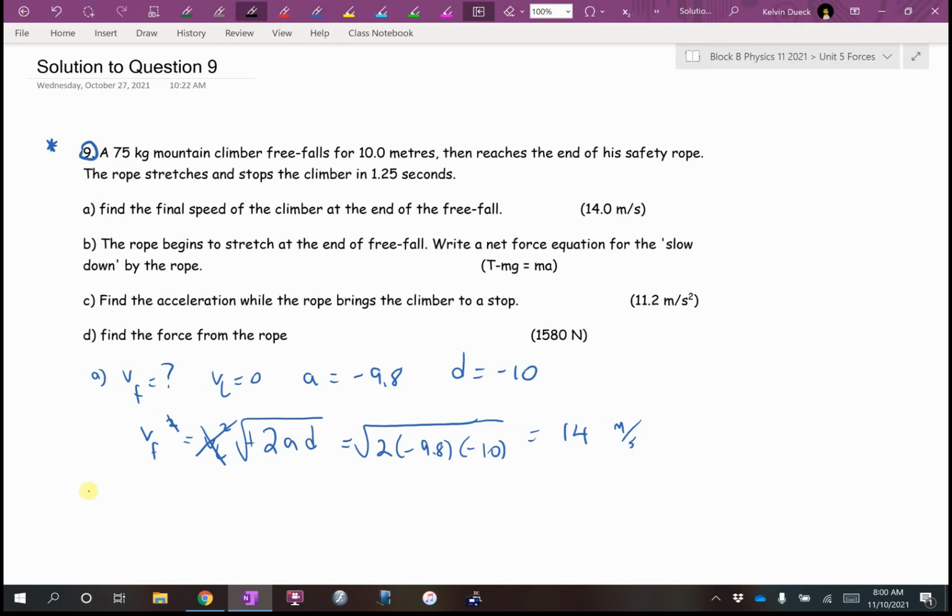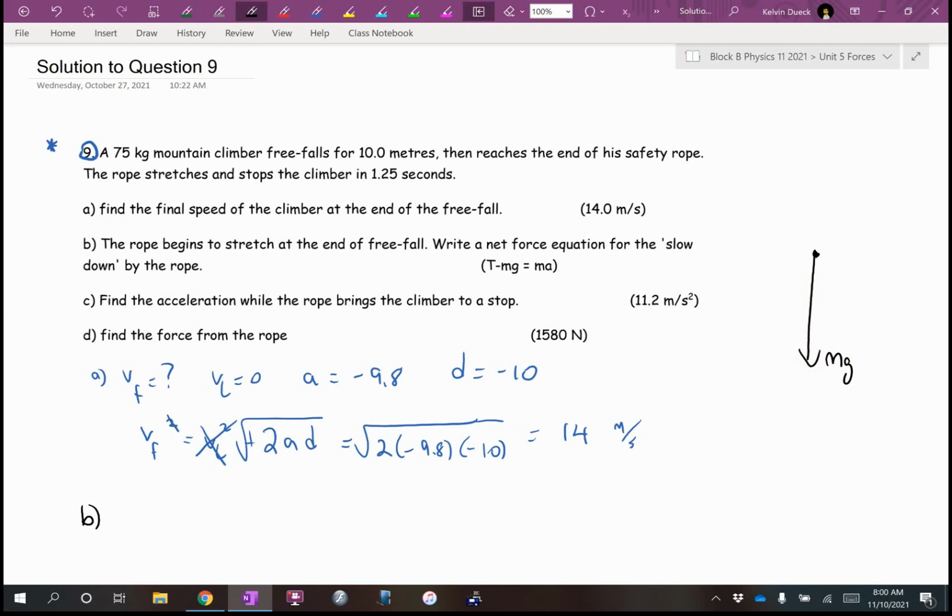B says write a net force equation. This is a job for a free body diagram. I'm going to do that right here. What are the forces acting on this climber when the rope begins to stretch, when we're slowing down? Get the obvious one. Well, we're going to have gravity.